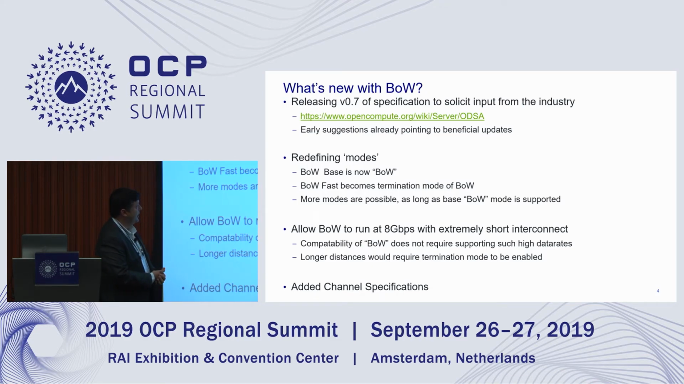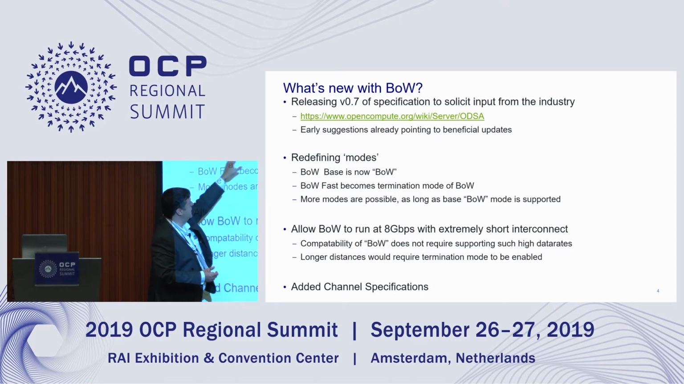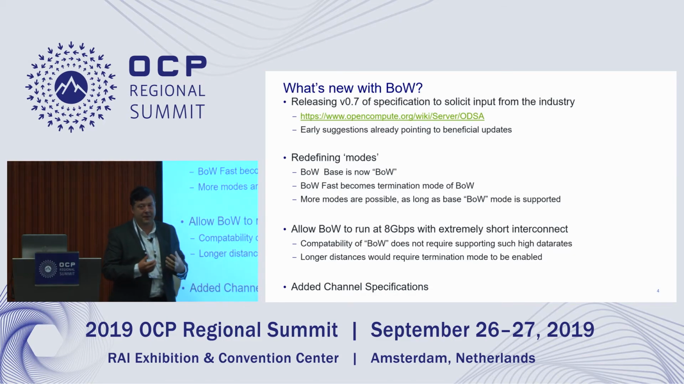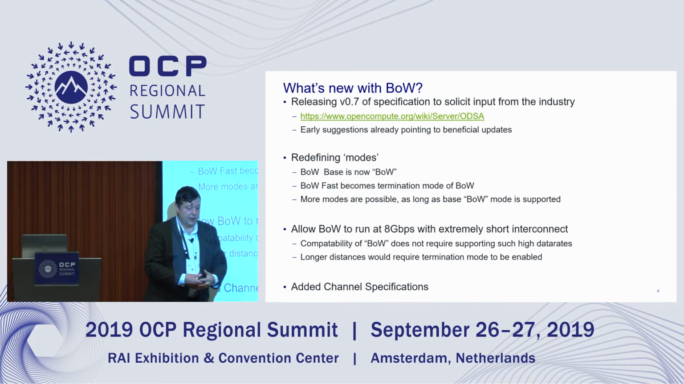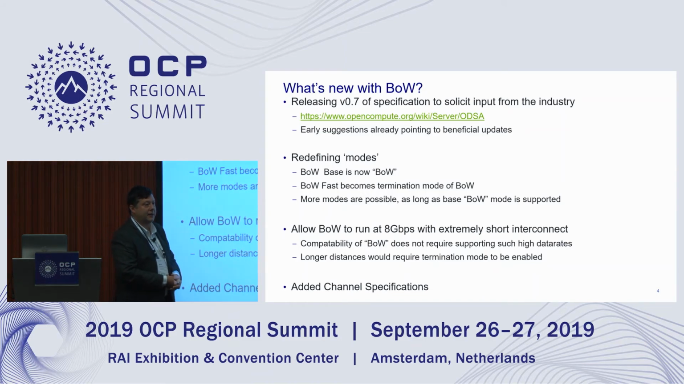What we saw is that we think there's a common base that makes a lot of sense for many people, and we're just going to call that common base bunch of wires today. There also, we believe, will be multiple modes that you can operate above and beyond the bunch of wires. So a bunch of wires, which we used to call bunch of wires base, is a simple unterminated CMOS I/O connection between die. Now we've turned what we called BoW Fast into termination mode for a bunch of wires. So we add termination onto the I/O, and you can obviously run faster and over longer distance because it helps cancel out reflections.